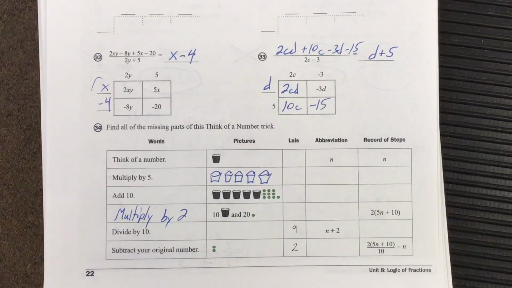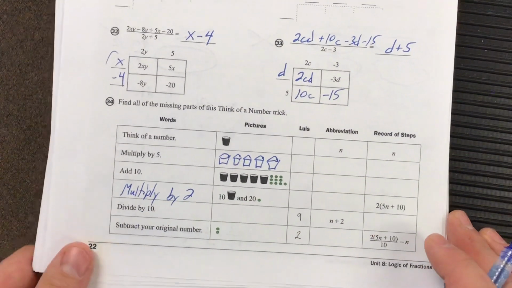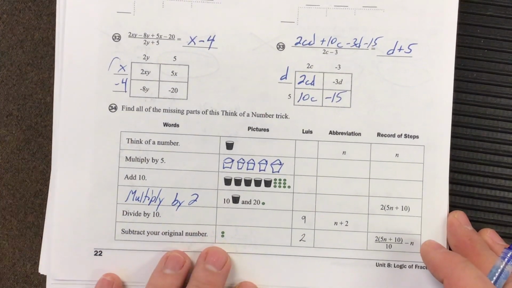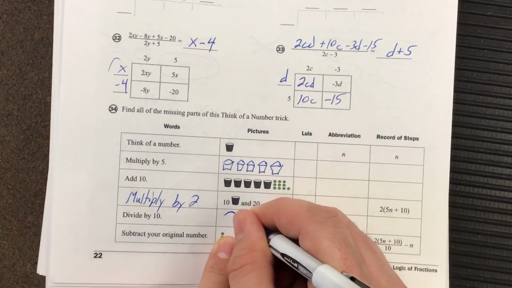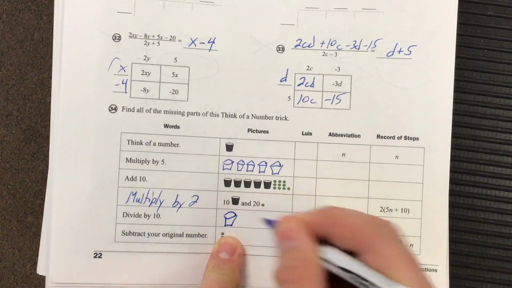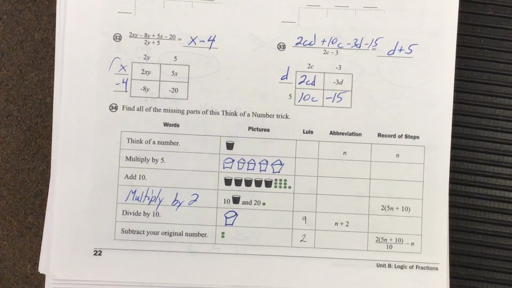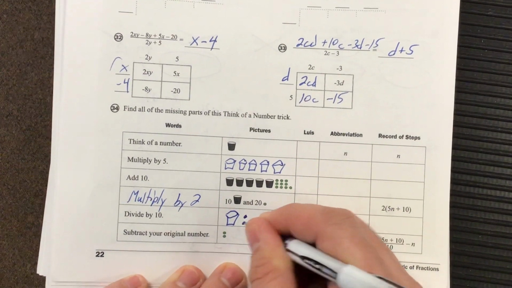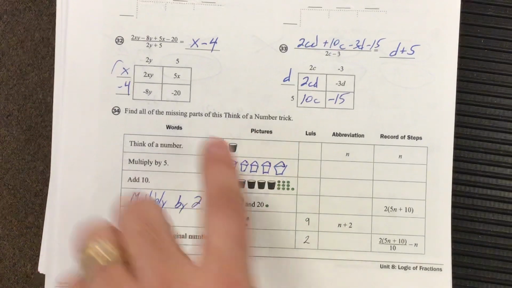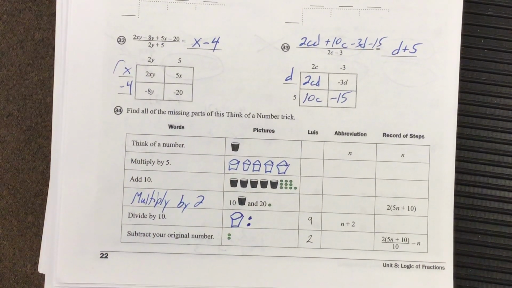Now if I divide by 10. Divide by 10. There's no way I am drawing 100 buckets. You're dividing 5 and 2. 10 buckets divided by 10 is 1 bucket. 20 dots divided by 10 is 2. Then I subtract my original number, which was a bucket, and I'm left with 2 dots.